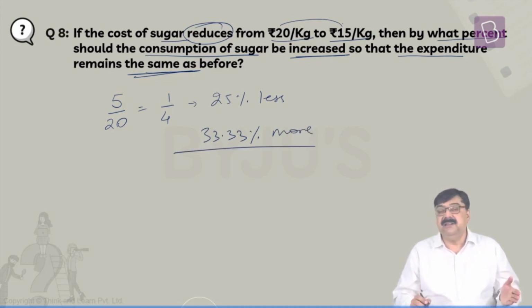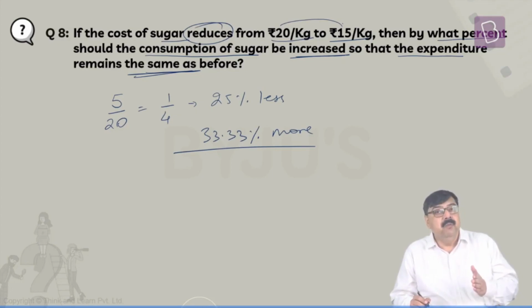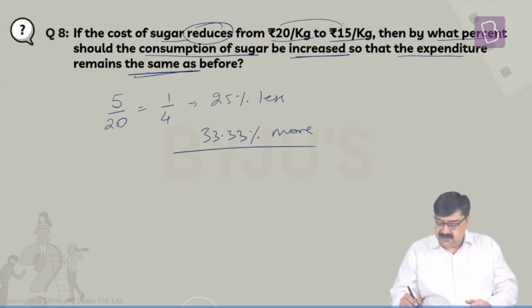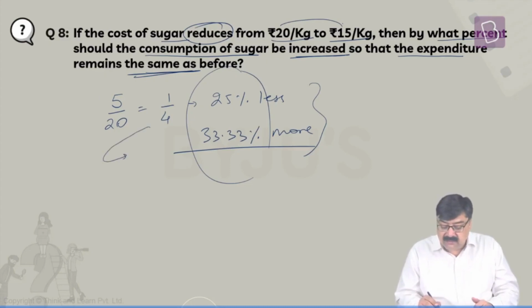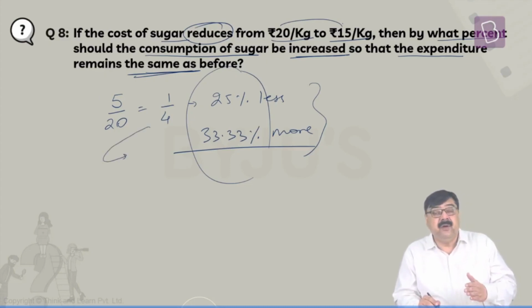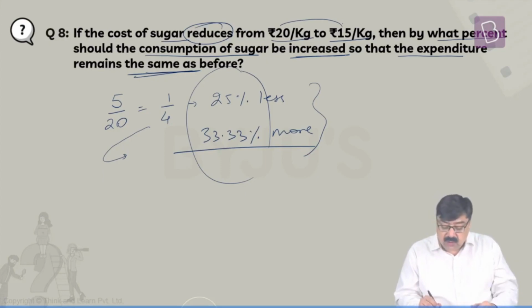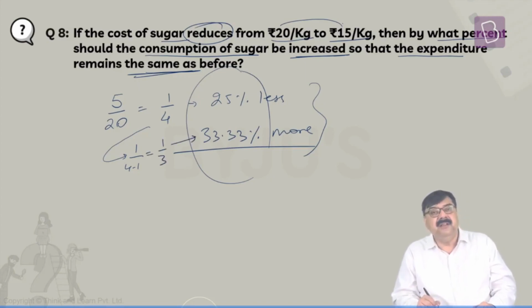So 25% less means 33.33% more. 33.33% more means 25% less. So just by memorizing these pairs, as I had told you before, you would be able to solve such questions very fast. Or else, if you really wanted to work it out, then 1 by 4 is a fraction whose value you now want to increase. So how do you increase its value? By decreasing the denominator. And how do you decrease the denominator? We subtract the numerator from the denominator. So this gives us 1 by 3, which is 33.33%.